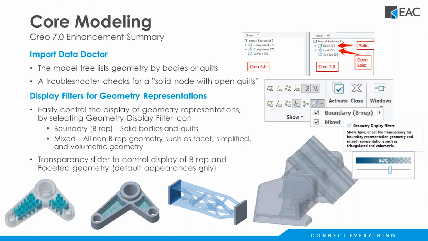Also, another thing that has been added under the view menu is that we can change the transparency. It looks at the type of geometry. So if we have a boundary rep, that'd be a solid part or a closed quilt, we can change the transparency of that as opposed to what is called mixed, which would be wireframe and open surfaces and things like that. We can independently change their transparency so that we can display as much or as little as we want.